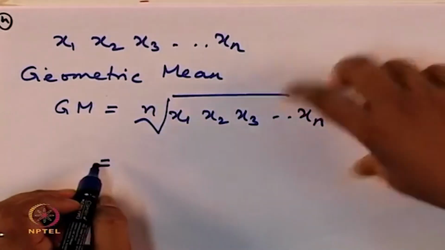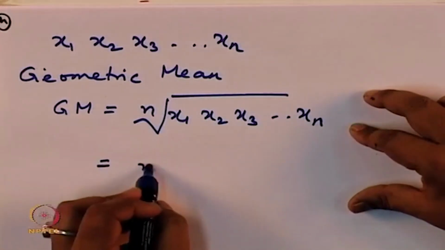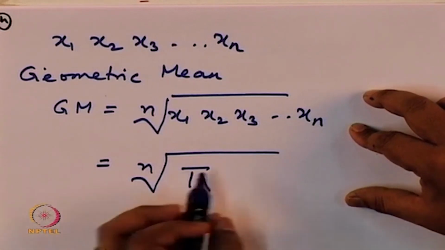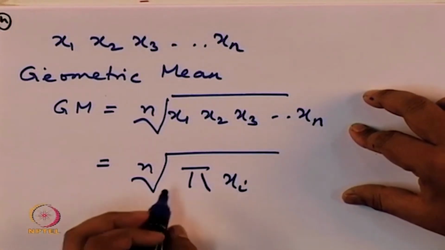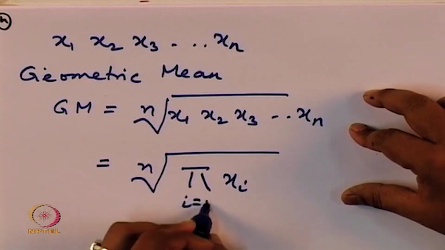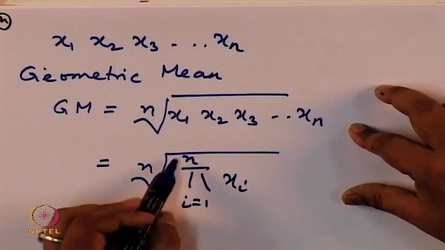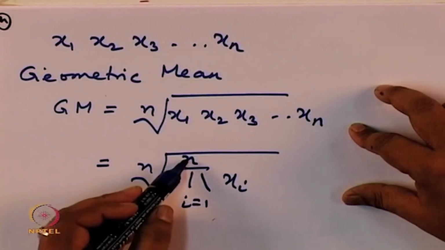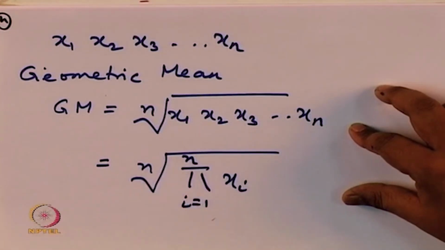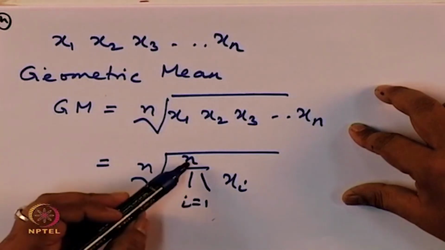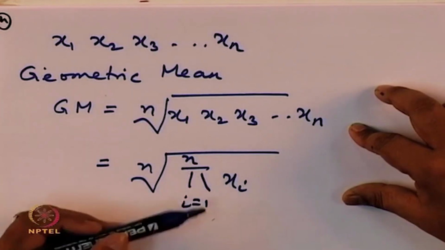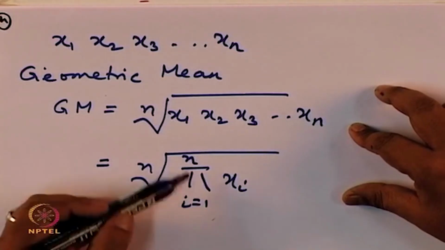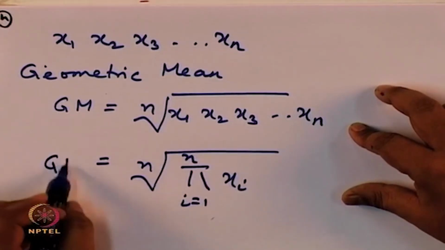So, the way to write it in short mathematically is to write nth root, and you put this thing called pi, okay, pi of xi, and i is equal to 1 to n here. So, this means product. Okay. So, if n is equal to 1, then it will simply be x1. If n is 5, then you have x1, x2, x3, x4, x5, so on and so forth. Okay. So, this is a simple representation of geometric mean.